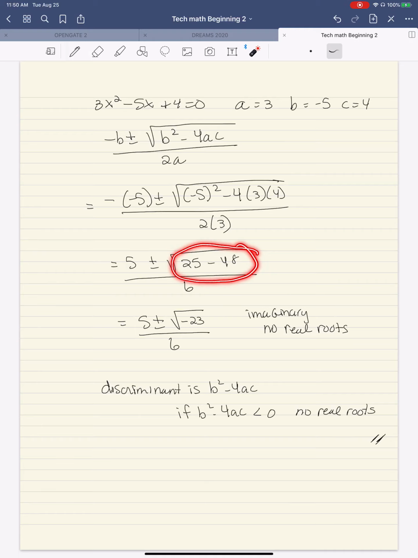Notice what happened with the discriminant now. 25 take away 48 is a minus 23. When you get a negative answer under the square root, there are no real roots, but you should double check all your numbers and your signs just to make sure you didn't lose a negative somewhere or add a negative in. But your answer would be no real roots. So if the discriminant, which is b squared minus 4ac, is less than 0, you're going to get no real roots.